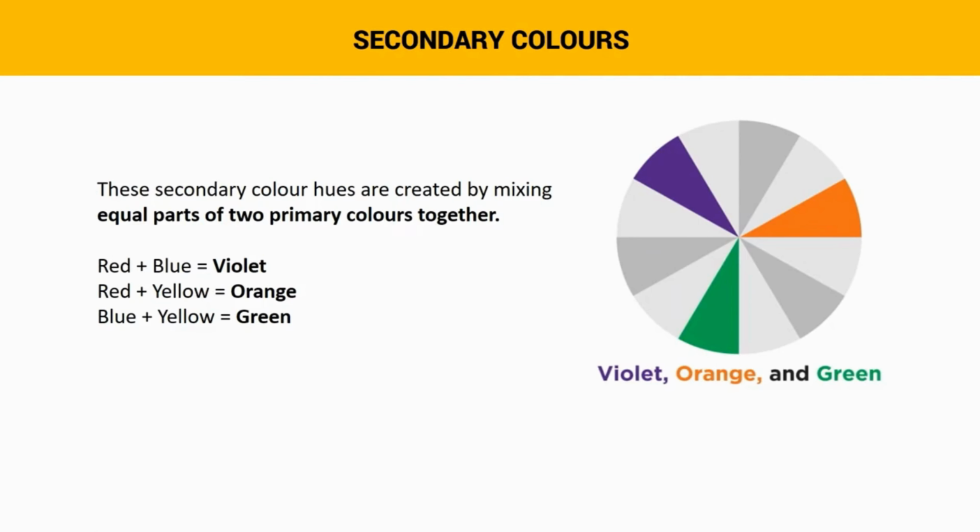Number 2. Secondary colors. These secondary color hues are created by mixing equal parts of two primary colors together. Red plus blue equals violet. Red plus yellow equals orange. Blue plus yellow equals green.